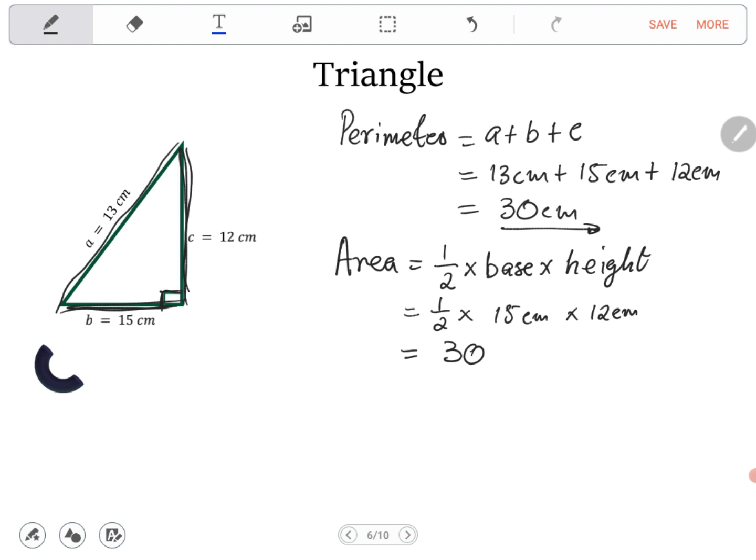Let me just recalculate. So it will be 15 times 6, because half of 12 is 6. All right, so this will give me 90 centimeters instead of 30, which was incorrect. 90 centimeters squared. All right, so I hope I didn't confuse you much here, but if you are confused, don't worry, we can deal with that next year.